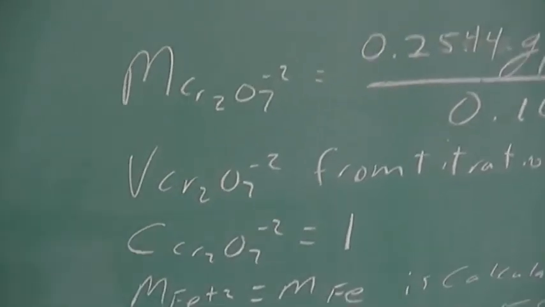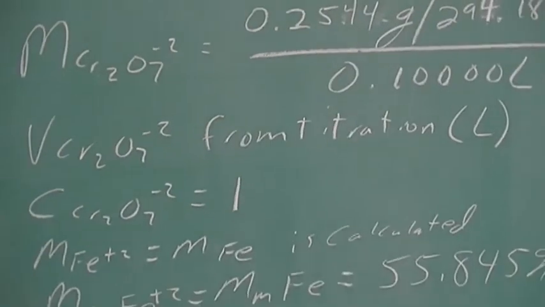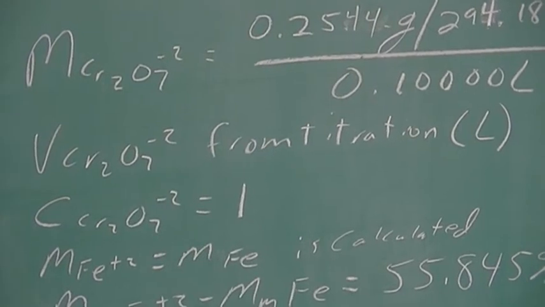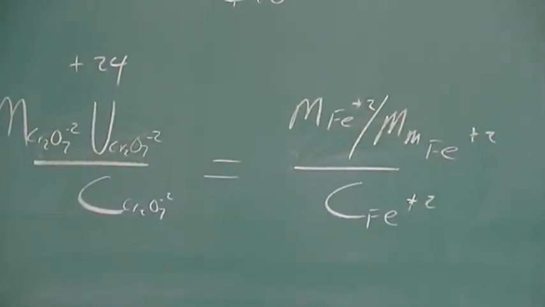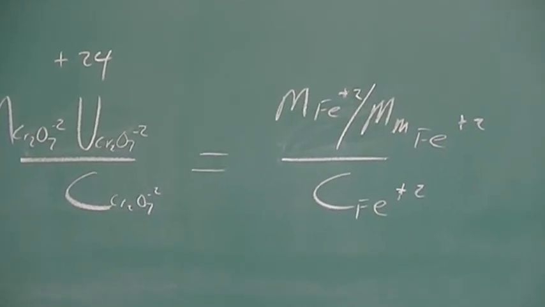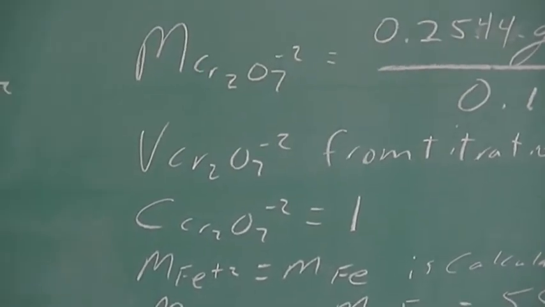Now, when we're doing our titration, we will get our volume of our dichromate from the titration. Now, since we don't have a volume on both sides of this titration equation, because we're having a mass and a molar mass on the side for the iron, you must have your volume of dichromate converted to liters.